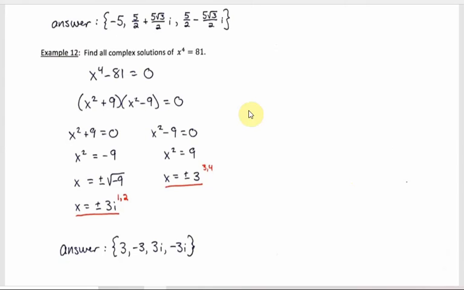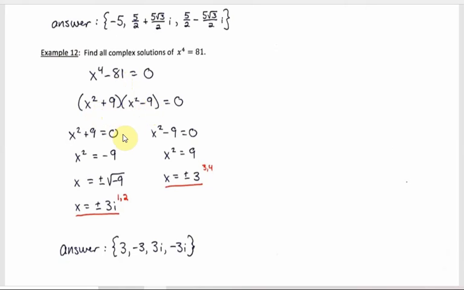Then example number 12. This one has a higher degree. It's got an x to the 4th in it. But this actually isn't too bad because 3 to the 4th is 81, right? So this shouldn't work out to be too ugly. So if I rewrite this and say, well, then x to the 4th minus 81 equals 0, this is actually a difference of squares because x to the 4th is x squared squared, and 81 is 9 squared. So we could factor it like it's a difference of squares and say, well, then this is x squared plus 9 times x squared minus 9.